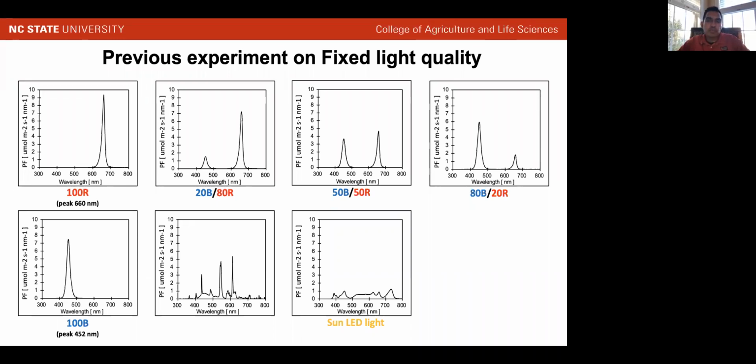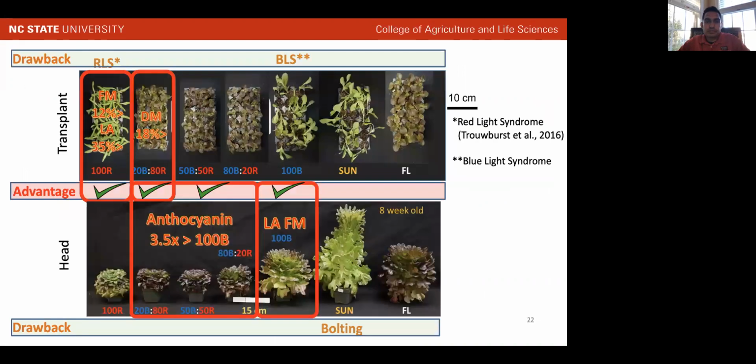So here, first, we started with a fixed light experiment where we didn't change the spectrum. We just grew the plants and collected the plants multiple times through the growth stages to quantify the growth. Here you have a summary at the transplant stage and at the end of the growing stage. So we know that at transplant stage, 20/80 red-blue spectrum was the best for overall dry mass accumulation.